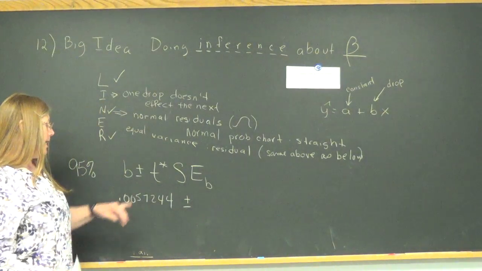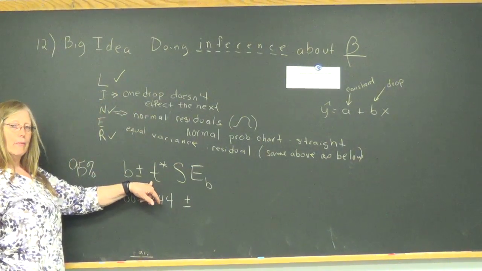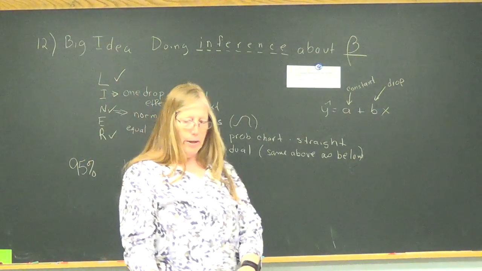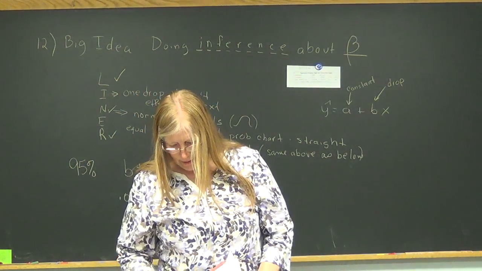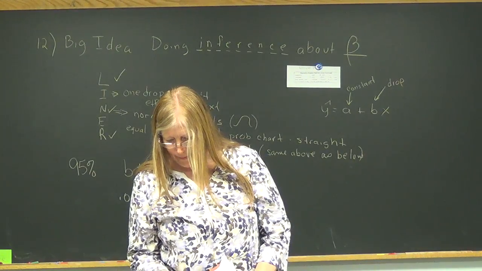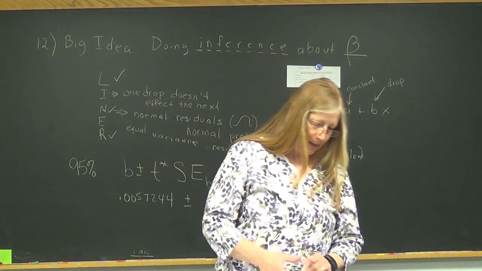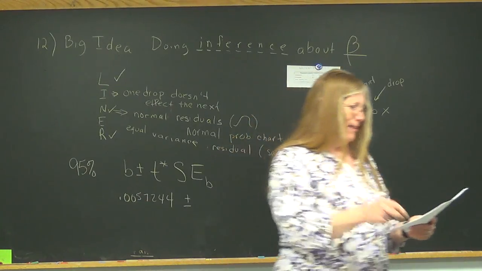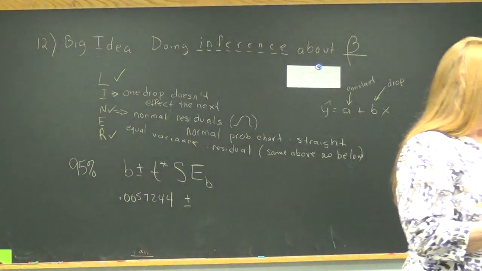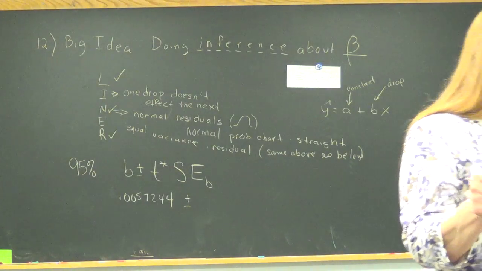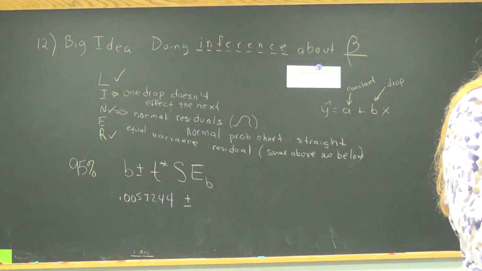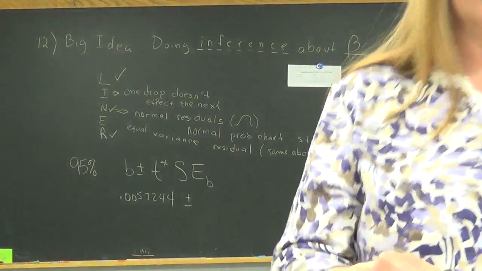0.0057724 plus or minus. All right, now we need T star. So what chart was that again? Chart B. Anyone B-less? I looked it up online and it showed so many more values for T than this chart gives us, in between every value. Yes, it's in your book as well, in the back.